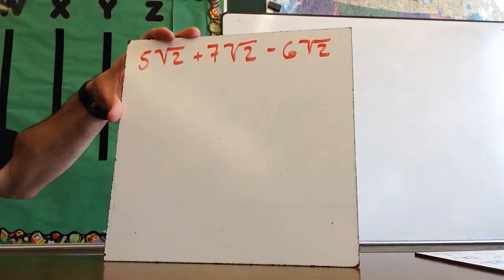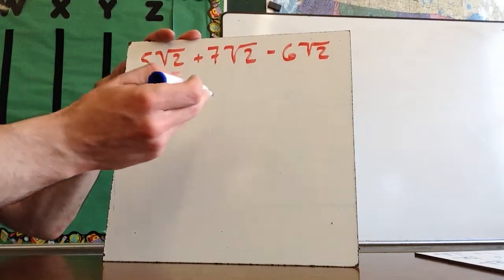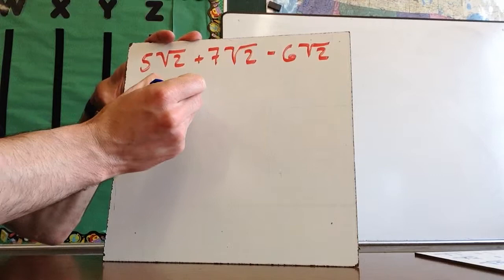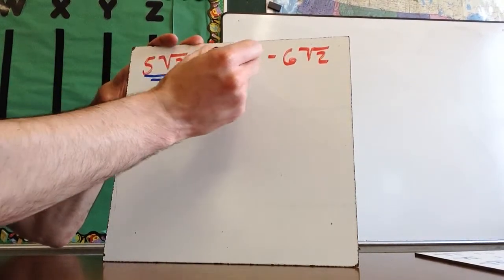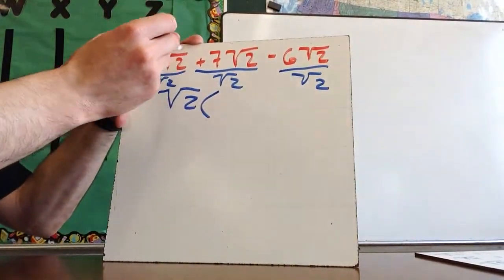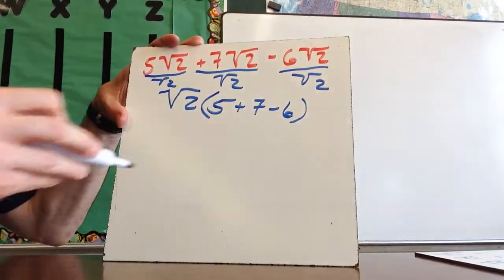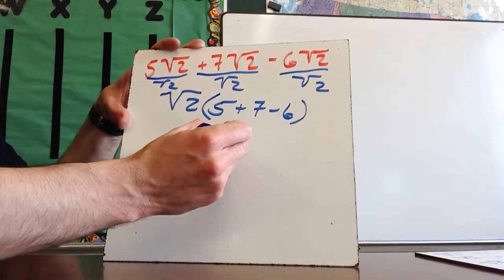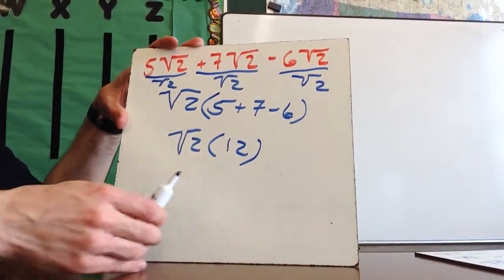And so if you want to see the magic behind this, because it's really not that magical, it's essentially the distributive property, right? And so I'm going to say, well, they each have a square root of 2 in common. So I'm going to divide each of them by the square root of 2. The square root of 2 part is going to cancel out. I'm going to be left with 5 plus 7 minus 6, with the square root of 2 on the outside.